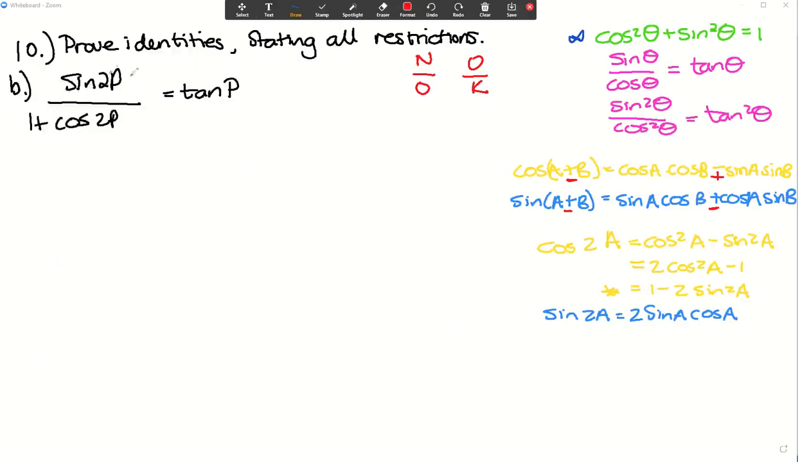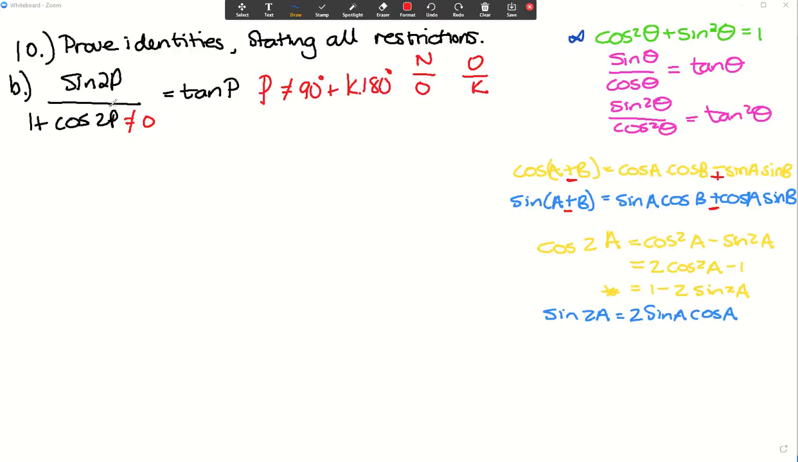Question 10b, we've got sine 2p over 1 plus cos 2p is equal to tan p. I actually think we've solved this in this whole activity already before, but we know that tan p, as a restriction, any tan graph cannot go through 90 degrees, it's undefined. So we already know that p is not allowed to equal 90 degrees plus k times 180, okay? What we also know is that if this denominator is equal to 0, then we're going to have a problem. So this item here is not allowed to equal 0. And those are our restrictions in this case.